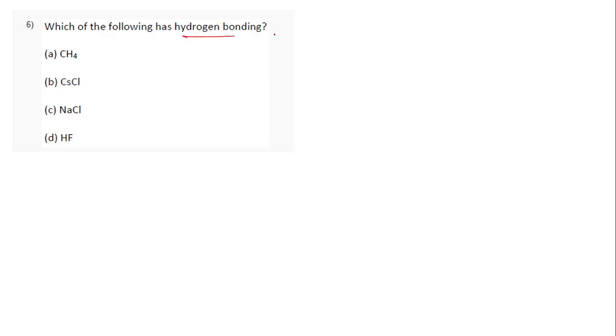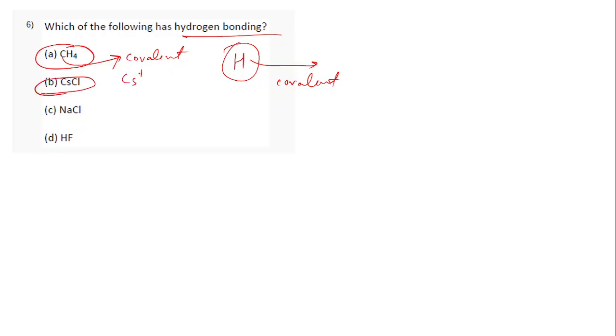Which of the following has hydrogen bonding? Although I told you it's very easy to see if you have a hydrogen atom around, it's not always the case, right? Sometimes the hydrogen atom is just doing covalent bonding. So be careful. Here we have CH4, but carbon has 4 valence electrons, so it cannot give or take. Most probably it's just making covalent bonding. Now CsCl is again an example of ionic bonding. NaCl, we have been discussing for quite long now. This is a case of ionic bonding.